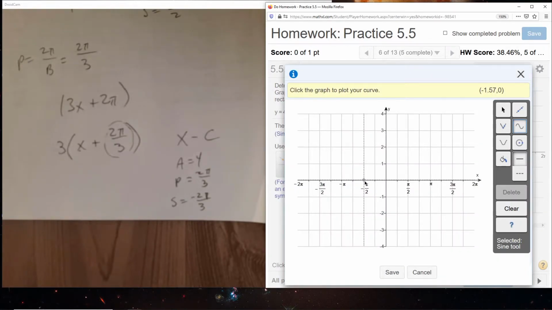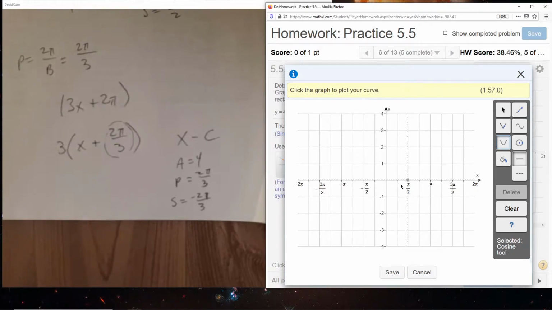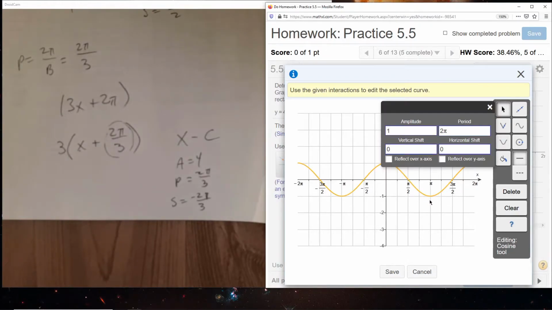Okay, whoops. This one right here, the one that kind of looks like a parabola, this is actually the cosine one. There we go. There's a cosine. And all we got to change here is 4.